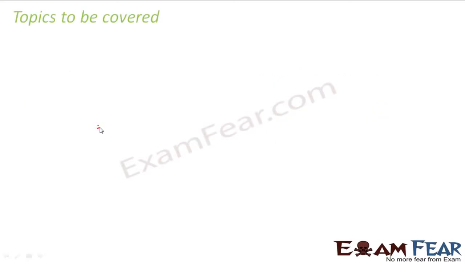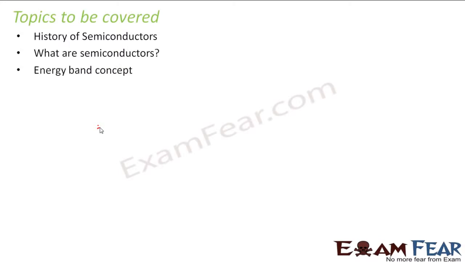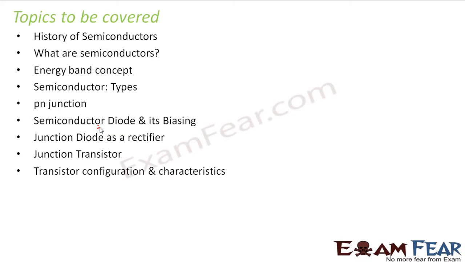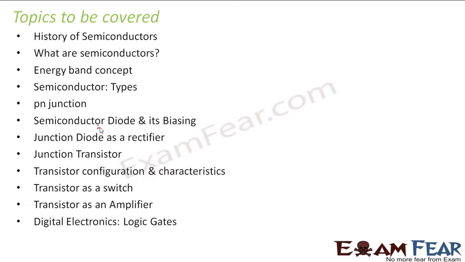Topics to be covered in this lesson are history of semiconductors, what are semiconductors, energy band concept, semiconductor types, PN junction, semiconductor diode and its biasing, junction diode as a rectifier, junction transistor, transistor configuration and characteristics, transistor as a switch, transistor as an amplifier, and digital electronics with logic gates.